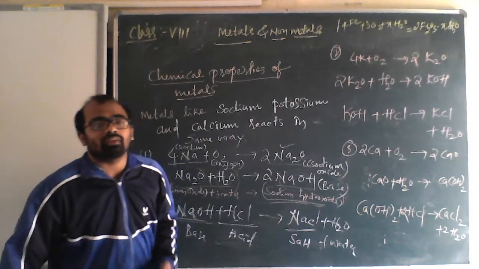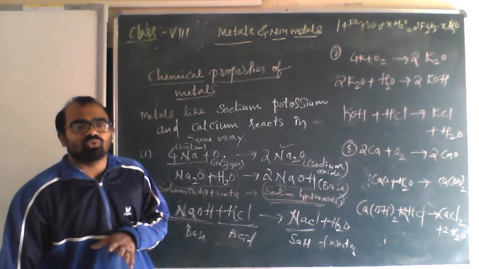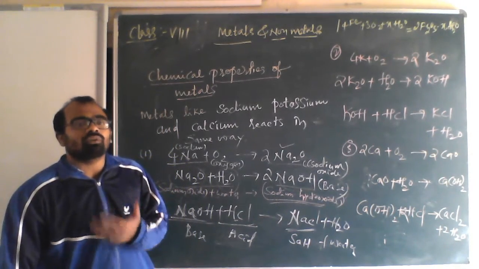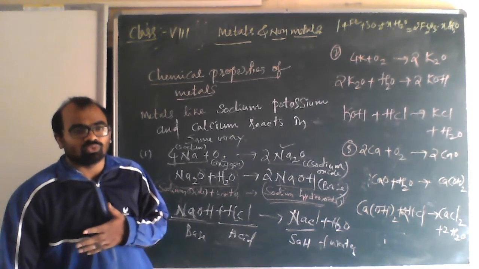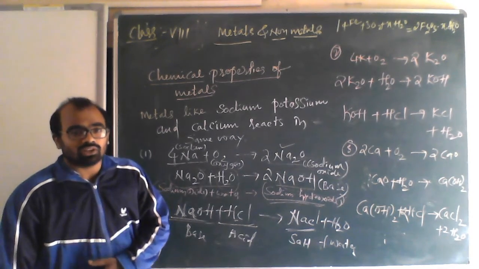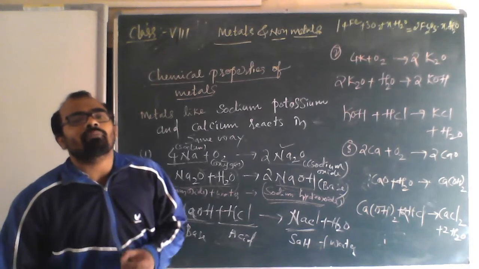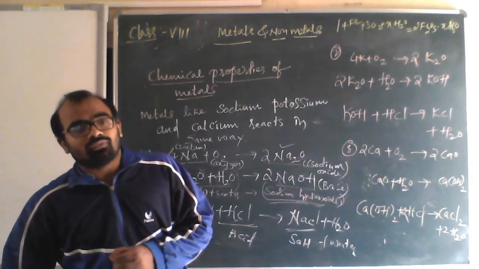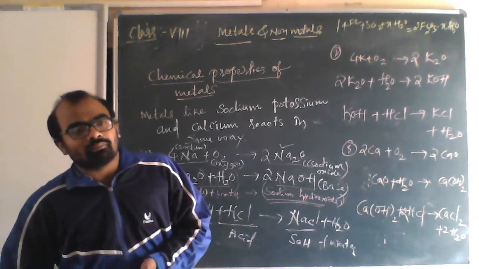So 4Na plus O2 will form 2Na2O. The formed sodium oxide, 2Na2O, reacts with water and forms sodium hydroxide. The formed sodium hydroxide is again a base.